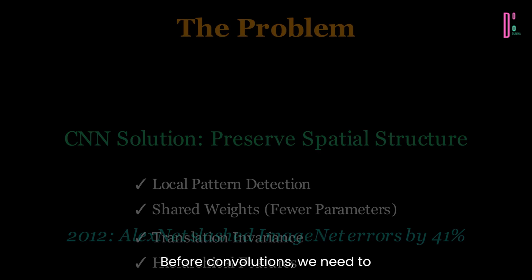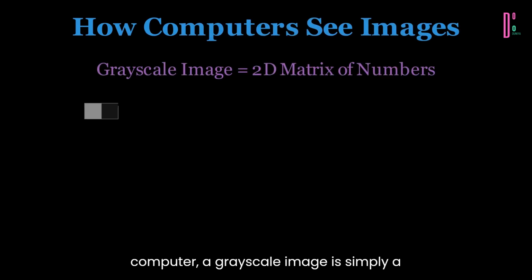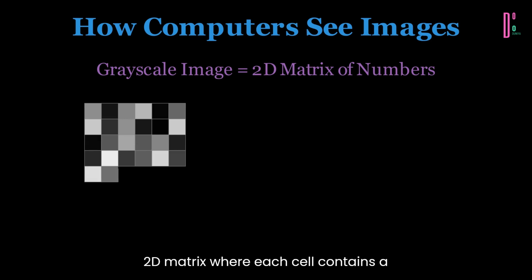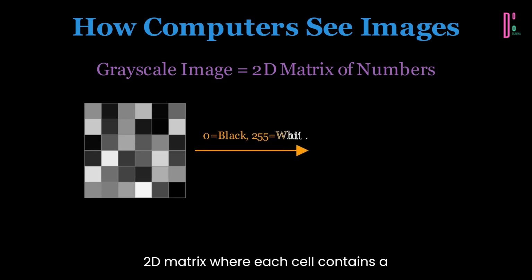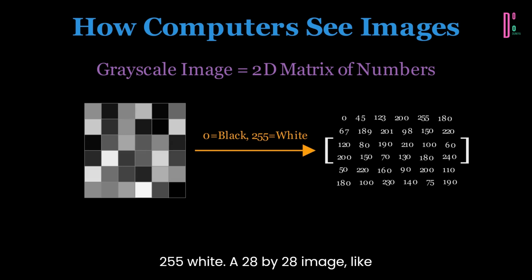Before convolutions, we need to understand what an image really is to a computer. A grayscale image is simply a 2D matrix where each cell contains a pixel intensity value between 0 black and 255 white. A 28 by 28 image like those in MNIST is a 28 by 28 matrix, 784 numbers.